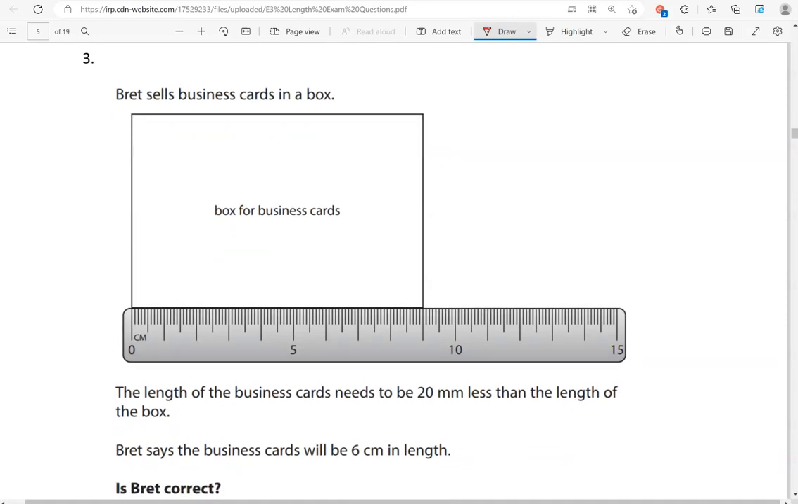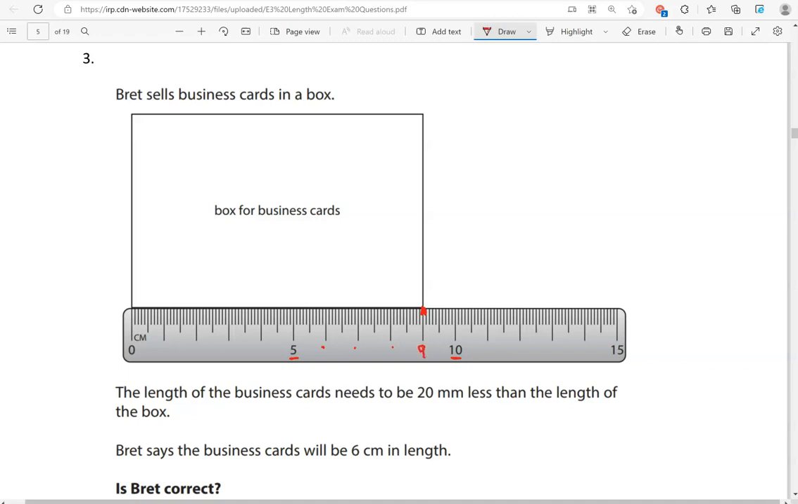Brett sells business cards in a box. The length of the business cards needs to be 20 millimeters less than the length of the box. Brett says the business cards will be 6 centimeters in length. Is Brett correct? So the length of the box, that is between 5 and 10 centimeters. So 6, 7, 8, 9, 10, so this is 9 centimeters.